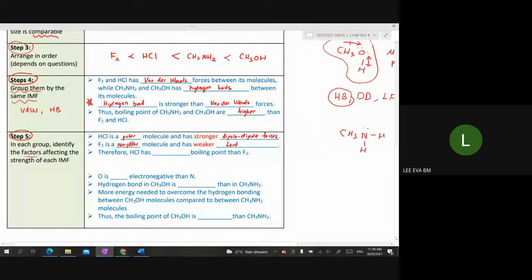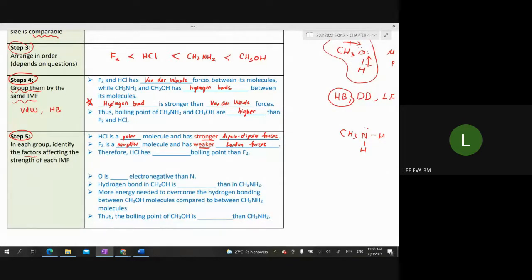Okay, and then after that, F2 is a non-polar molecule and has a, kita ada London forces dekat sini. So, kalau awak tak nak tulis stronger weaker dalam ayat sama, awak kena masukkan satu ayat yang baru. Dipole forces is stronger than London forces. So, you have two options. Either you straight away put it here, or you make another new sentence to compare both of these forces.